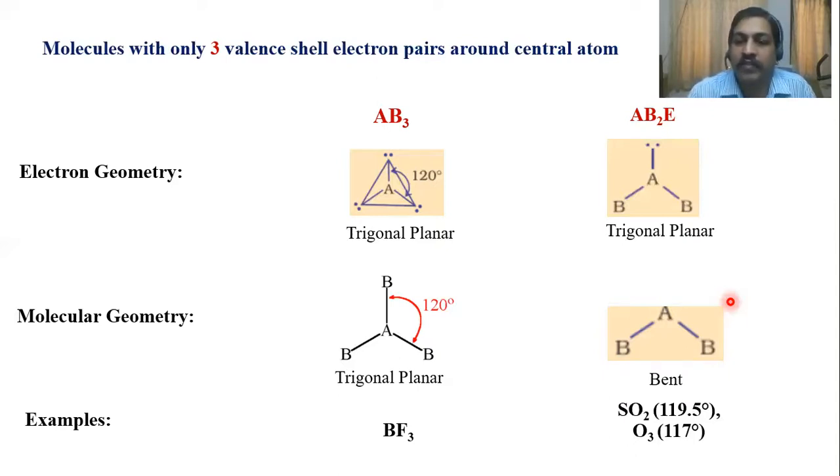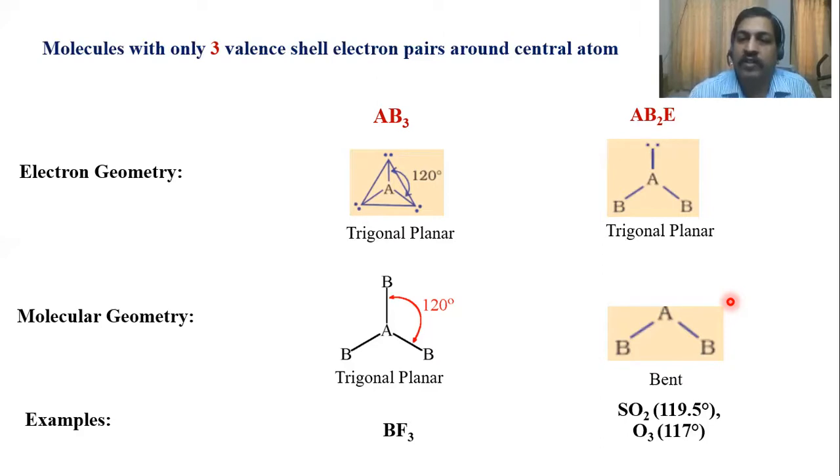Okay. So in sulfur dioxide, the bond angle is 119.5 degrees. It is lesser than 120. In case of ozone, it is still lesser. The bond angle is 117. Now we may get a question in the exam, why the bond angle in sulfur dioxide is lesser than the expected bond angle. Now what is meant by expected bond angle?